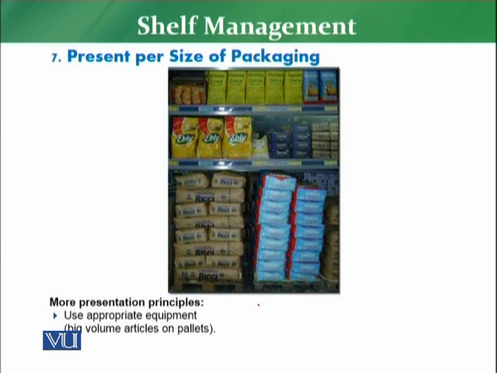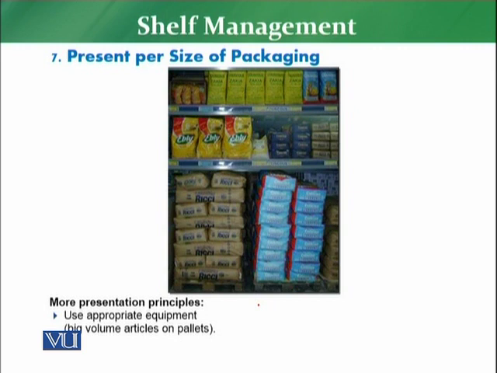Then the seventh principle is about presenting the product per size of packaging. You should present the products as per the size of the packaging, from smallest to largest. It is the basic principle which is followed in terms of presentation. Normally the articles which are of the smallest packaging size are presented on the top, and the articles whose packaging size is large are normally displayed on the bottom.